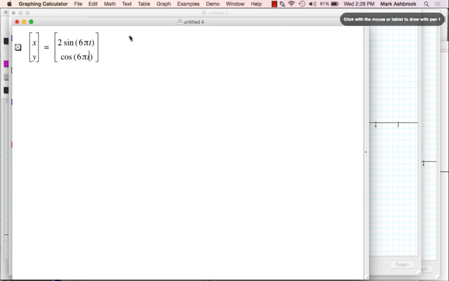Any ideas? So what if I did this? What if I wrote, so wouldn't it be true that x over 2 equals sine of 6 pi t? And then y equals cosine 6. What am I trying to do? I'm trying to eliminate t. So is there any way I can combine sine and cosine and eliminate t?